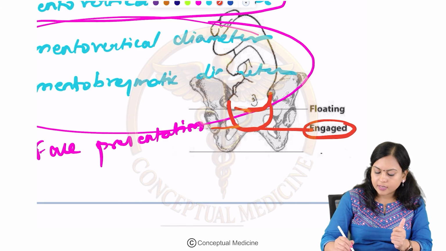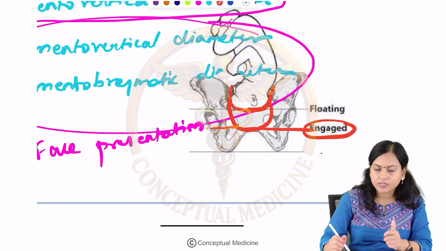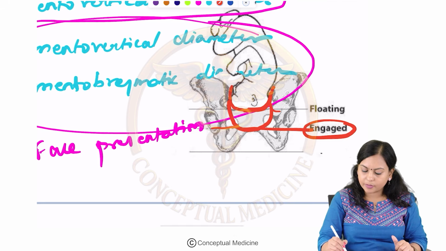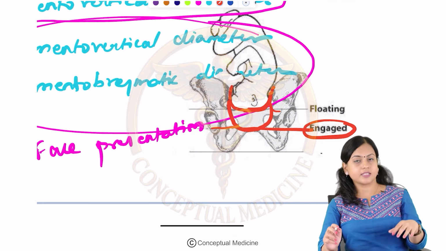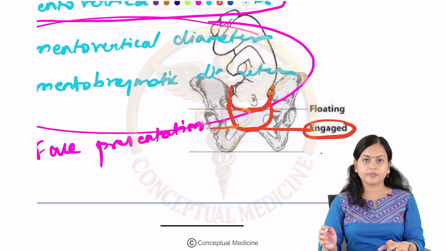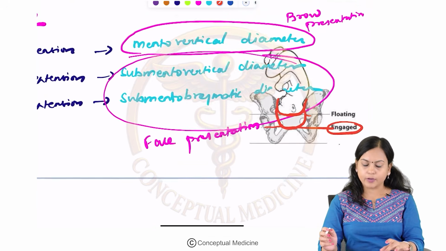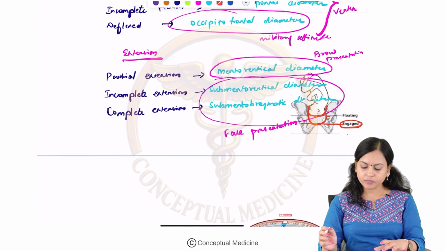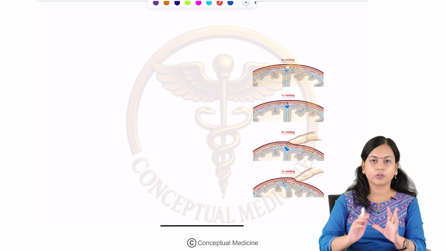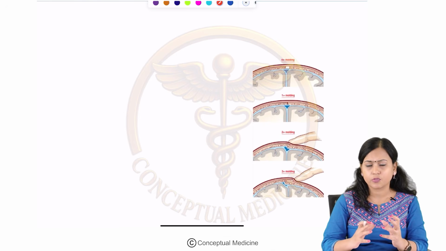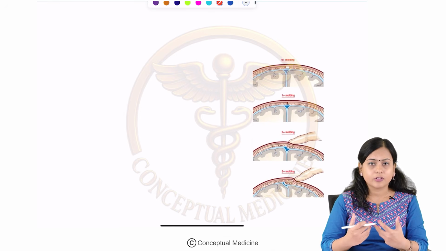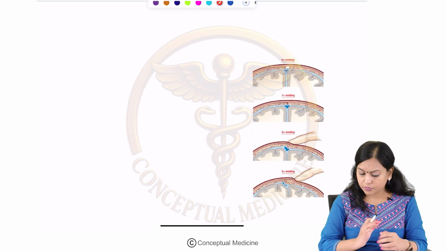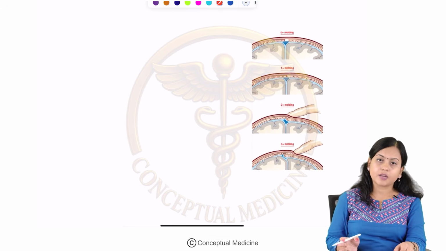Suppose if it is descending in this region only, okay, if it hasn't crossed the brim of the pelvis, this is the brim of the pelvis, right? So, if it doesn't cross the brim of the pelvis, then the fetal head is said to be in a floating position, okay. I hope you are all clear with what are the various diameters, measurements, what is engagement and what are the various presentations also, okay. Now, we will see something about molding.